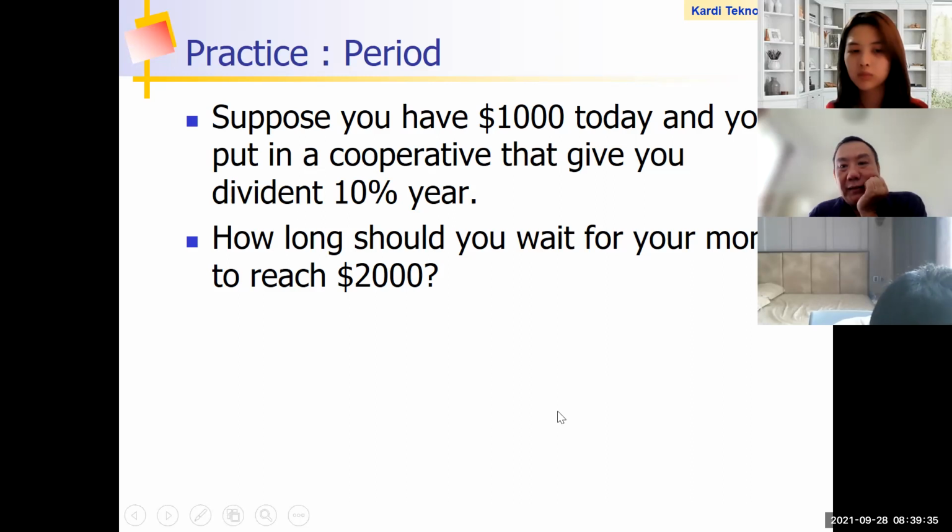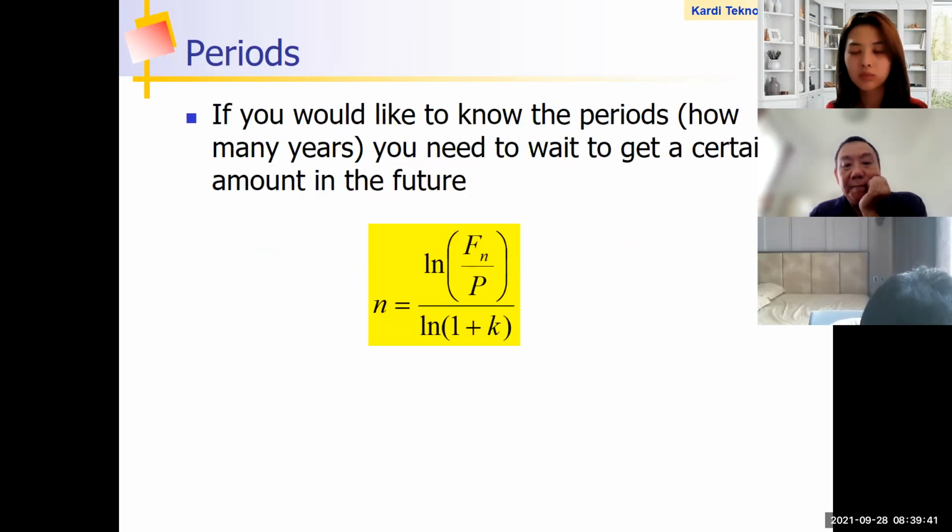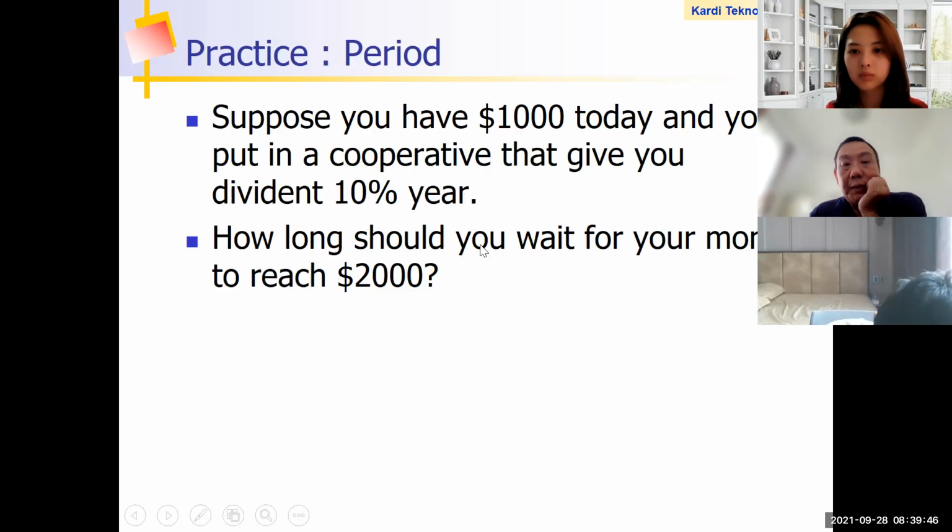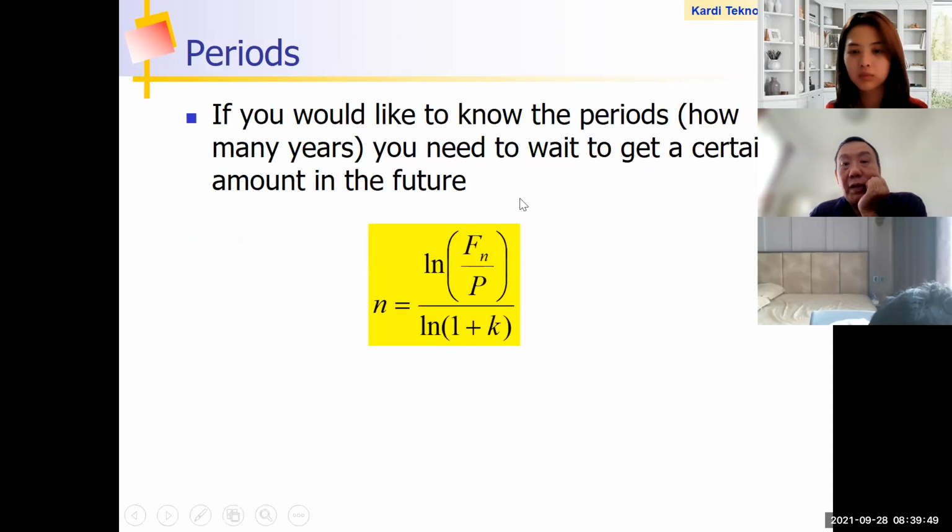The formula is this one. F is 2000, P is 1000, K is 10%. So what is N? What is N? PV, can you calculate that?